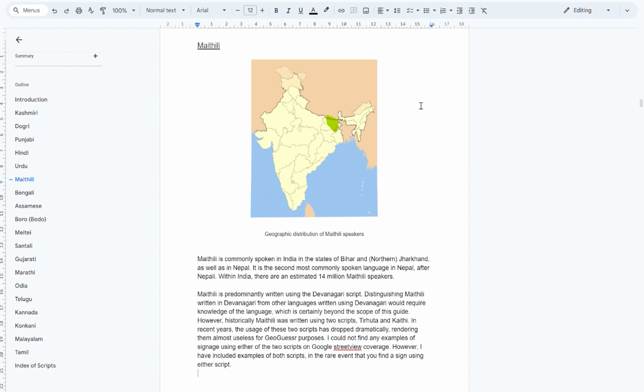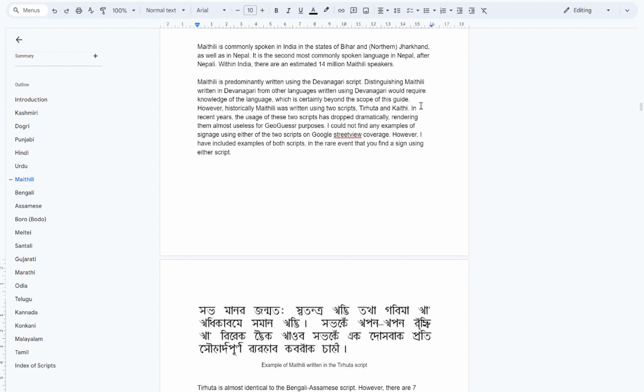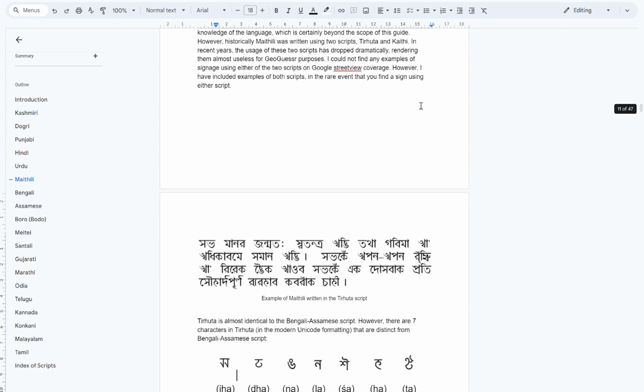Maithili is predominantly written using the Devanagari script, and unfortunately, to distinguish Maithili written in Devanagari from other languages written using Devanagari, you'd need to know the language and be able to read it, and that's definitely beyond the scope of this video. However, historically Maithili was written using two scripts, Tirhuta and Kaithi. In recent years, the usage of these two scripts has dropped dramatically, so they're almost useless for GeoGuessr purposes. I couldn't find any examples of either script on Google Street View coverage. However, I've included a couple of examples in the rare event that you find a sign using either script.